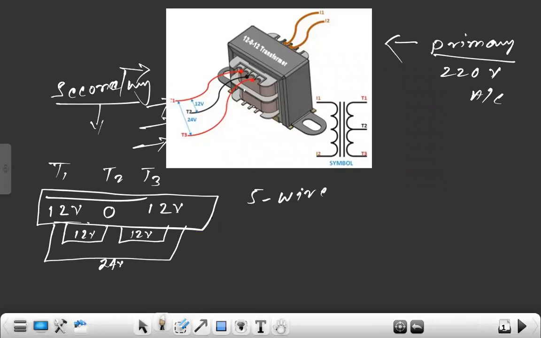So T1, T2, T3, and here is L1, L2. L1, L2 stand for L for line. Line means 220 volt, and T stands for tapping. So this T1, T2, T3 stand for tapping. These are meant for tapping. So in this transformer there are 3 secondary terminals T1, T2, T3.